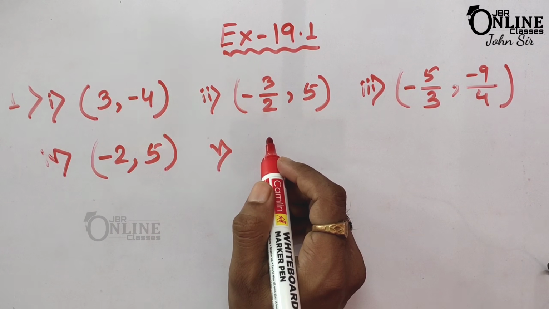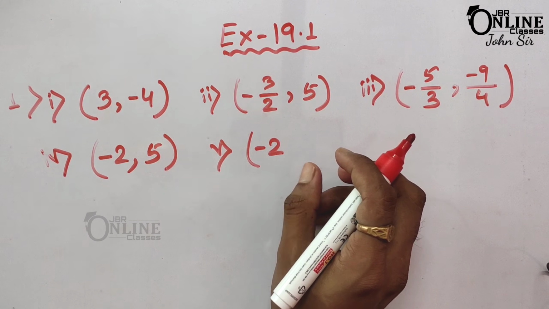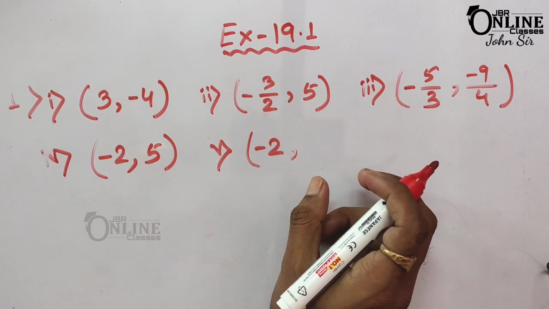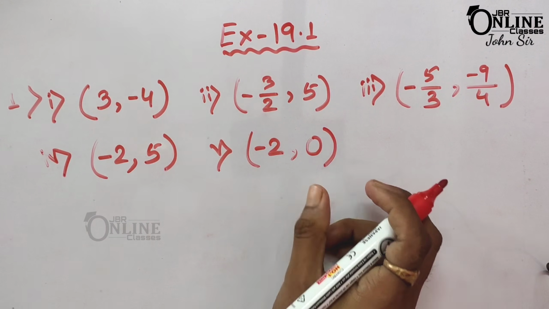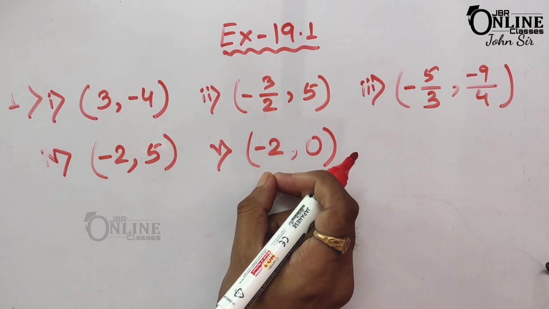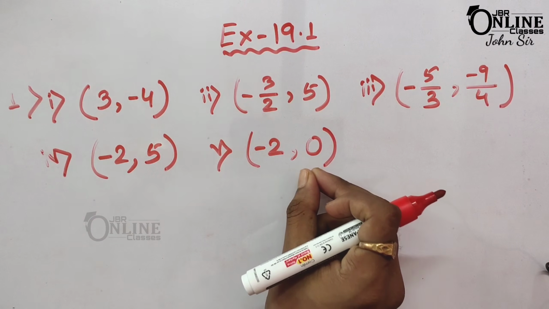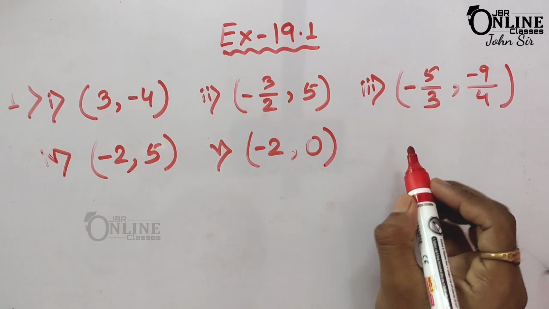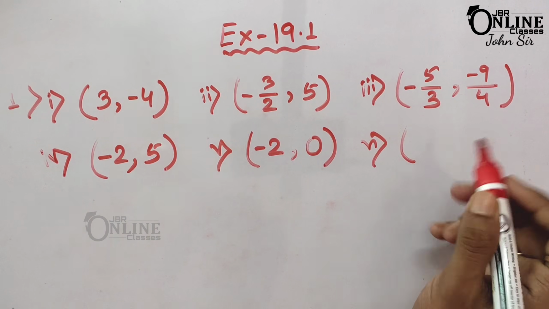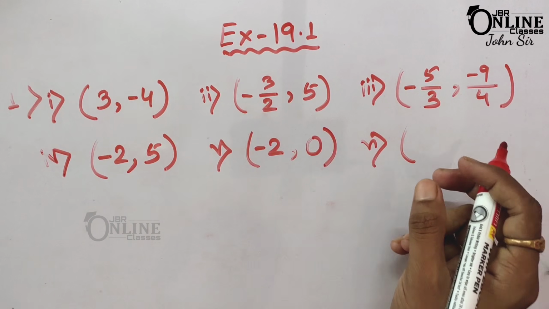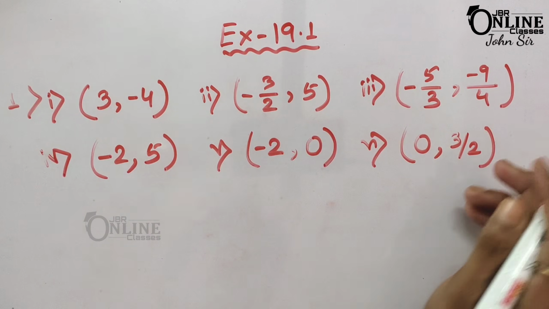Then number 5, whose abscissa is -2 and lies on the x-axis. Always remember that for a point which lies on the x-axis, the ordinate part will always be 0. If it lies on the y-axis, then the abscissa part will be 0. If it lies on the x-axis, then the ordinate part will be 0, that means the second component will be 0. Now the sixth one, whose ordinate is 3/2 and lies on the y-axis. As I said before, it lies on the y-axis, so the abscissa part will be 0, and the ordinate is 3/2.